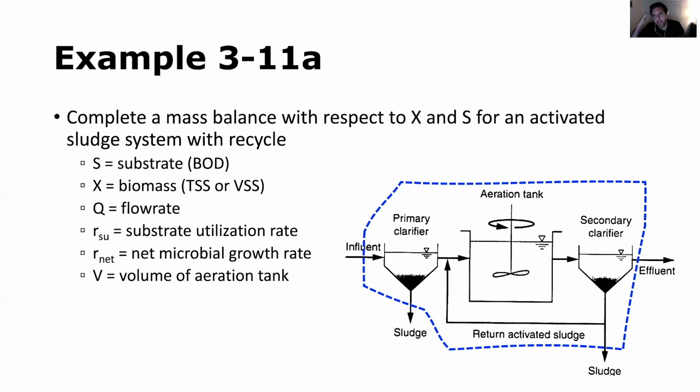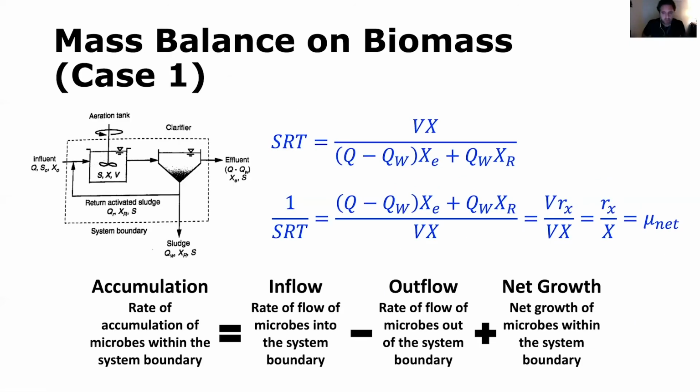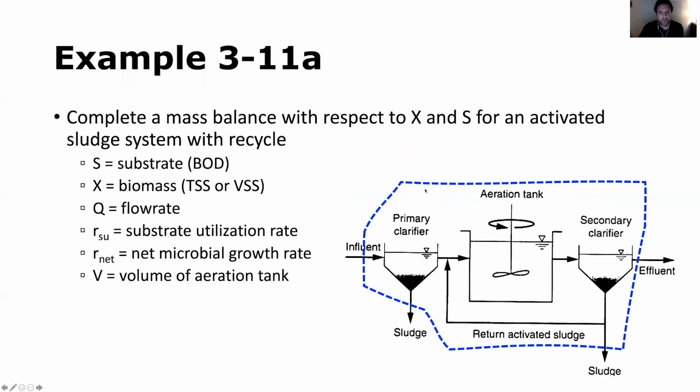All right, let's practice our knowledge of mass balance, keeping in mind that we want to think about this mathematically in terms of accumulation equal to inflow minus outflow plus net growth. All right, and so you're going to first do the mass balance for the boundary shown here on the bottom right. Complete the mass balance with respect to X for biomass, and then try to complete it with respect to S for an activated sludge system with recycle, where S is the substrate. We could say this is BOD.